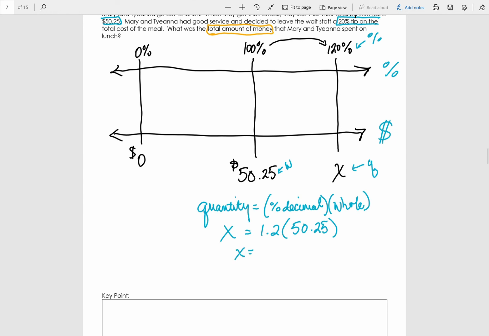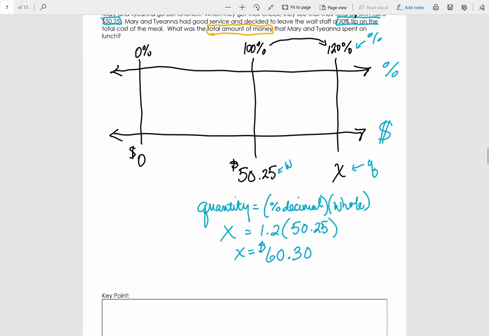And then when we evaluate that, let's use our calculator. We have 50.25 times 1.2. We get 60.3, which is in money, $60.30.